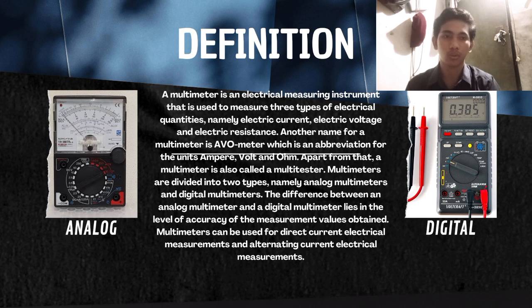Multimeters are divided into two types, namely analog multimeters and digital multimeters. The difference between an analog multimeter and a digital multimeter lies in the level of accuracy of the measurement values. Multimeters can be used for direct current electrical measurements and alternating current electrical measurements.